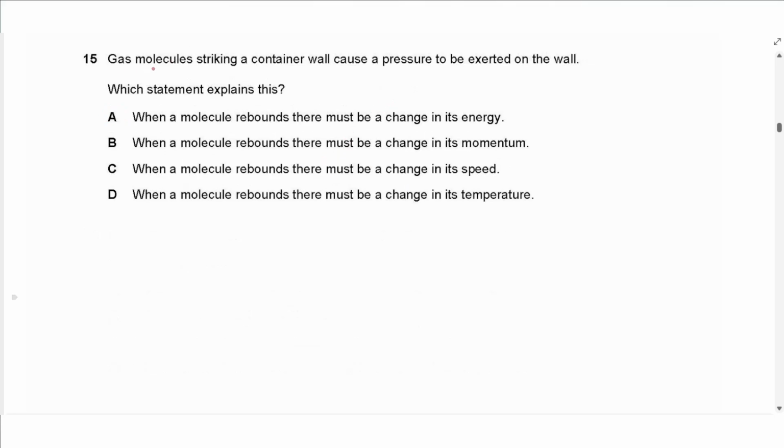Question 15 says gas molecules striking a container wall cause a pressure to be exerted on the wall. Which statement explains this? When a molecule rebounds, there must be a change in its energy. No. Change in momentum, yes, because the direction changes. Change in speed, no, because they do not lose kinetic energy. Must be a change in its temperature, no, because they move with the same speed, so the temperature is constant. So the answer is B.